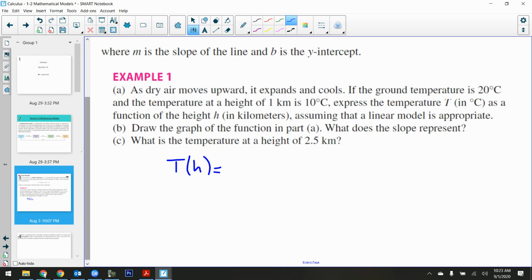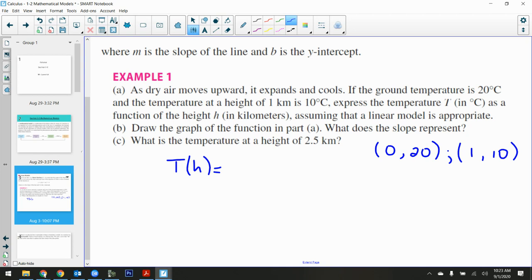We're given a piece of data that at ground temperature, it's 20 degrees Celsius, and at height of 1 kilometer, it's 10 degrees Celsius. So really two points. I'm putting height as x because that's how I define my function. So at 0 kilometers, I've got 20 degrees Celsius. And then at a height of 1 kilometer, I have 10 degrees Celsius.